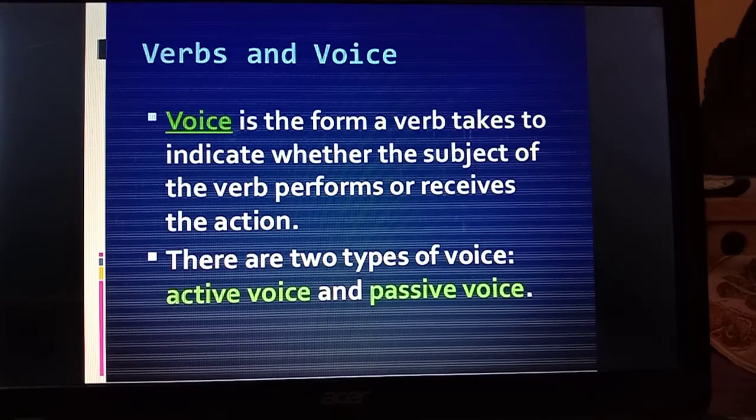Verbs and voice. Voice is the form a verb takes to indicate whether the subject of the verb performs or receives the action. So through voice we come to know whether the subject of the verb does something or receives the action. There are two types of voice, active voice and passive voice.